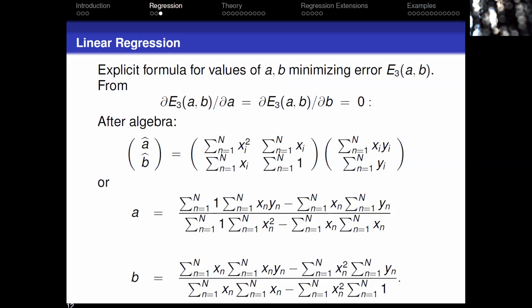Now, let's think about what's going on here. As either A or B goes off to infinity, the error is going to go off to infinity. So I know I can't have my max or minimum at the boundary. I can't have my minimum at the boundary. The minimum error is going to be where the gradient is 0. dE3/dA, dE3/dB equals 0.